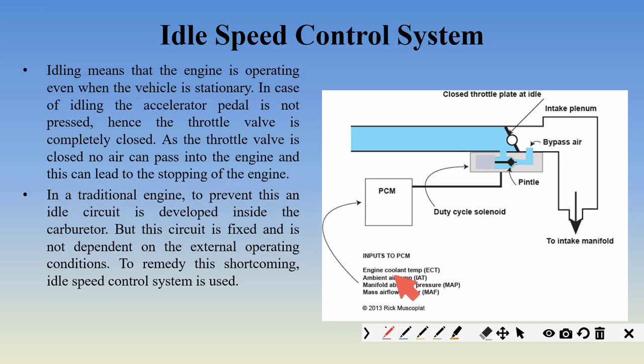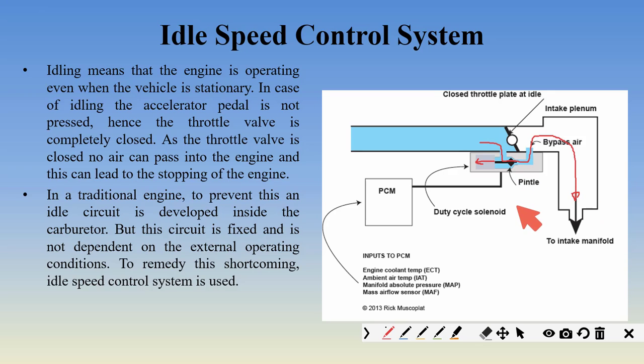But if the ECU sends the signal that the amount of air going to the engine is very less, it is possible that the engine might stop working because the engine is not receiving sufficient air and fuel. It will send a signal to the spindle and the spindle will move backwards. As the spindle moves backwards, the air from here will go through here, right?